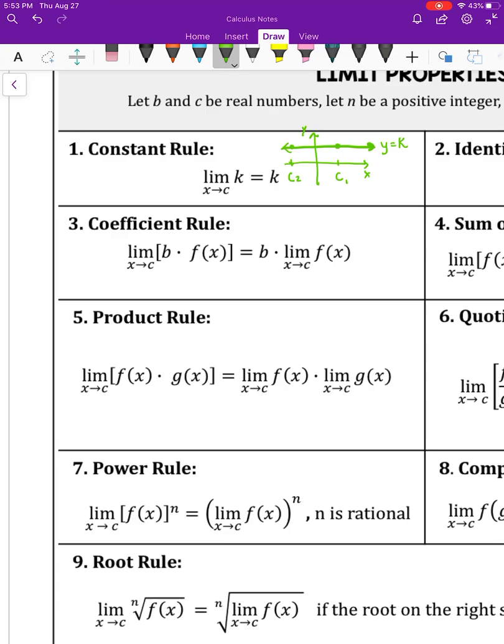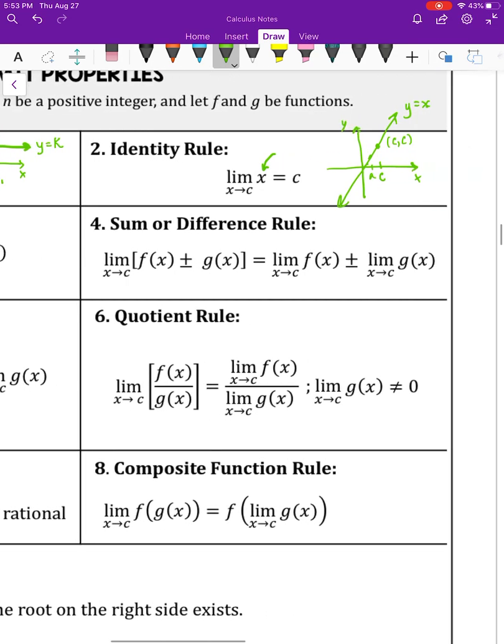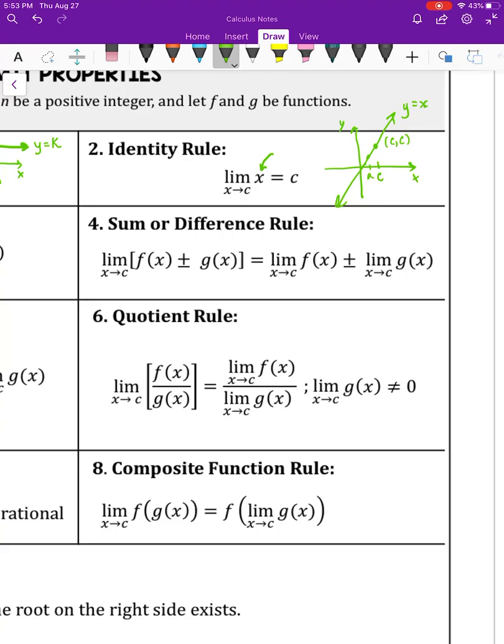Product rule. The limit of a product is the product of the limits. Okay, so that one's nice to know. Limit of a sum is the sum of the limits. Limit of a difference is the difference of the limits. Quotient rule. So if I've got a function divided by a function, limit of a quotient is the quotient of the limits, as long as the bottom limit does not equal 0.